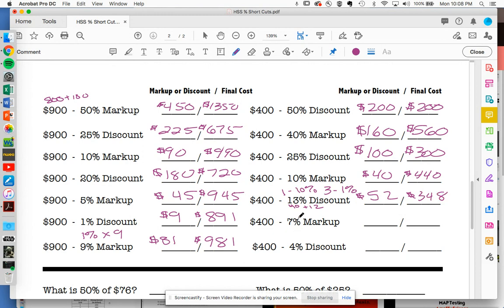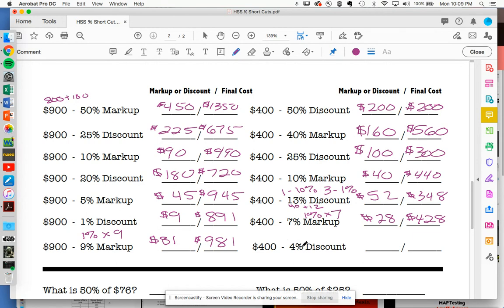A 7% markup on this one. Since it's a single digit, I'm going to find 1% and take it times 7. This is what you're going to do for the tax on the items you buy on your shopping trip. So I need to find 1%. I find 1% by moving it over 2. That's $4. But I need 7 of those. So what's $4 times 7? Hopefully you know your facts. It's 28. Since it's a markup and it's like tax, if I went in and bought something that was $400, I'd have to pay $28 in tax. My total with tax would be $428.